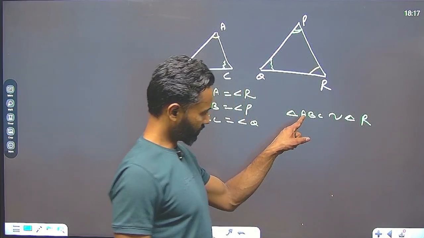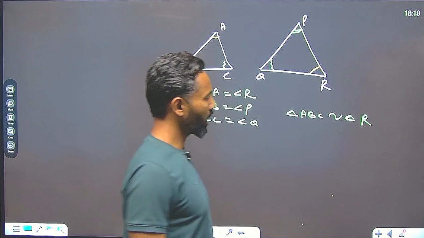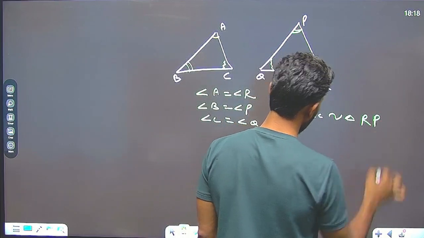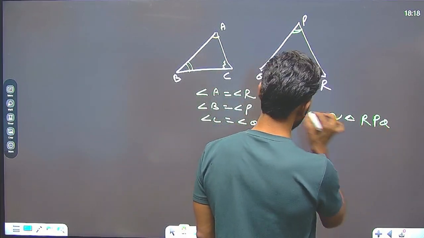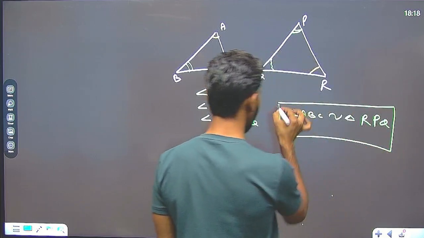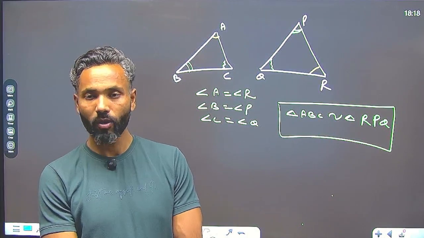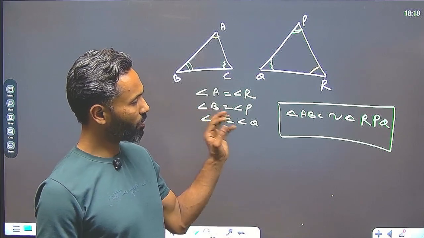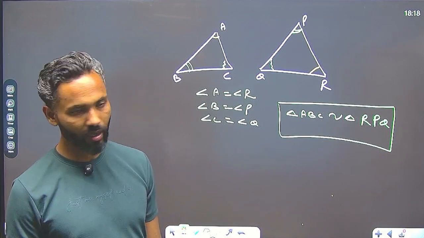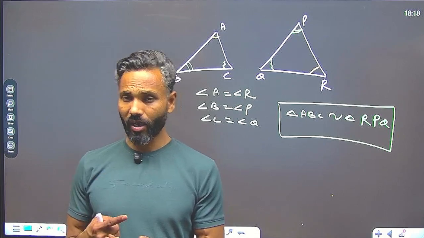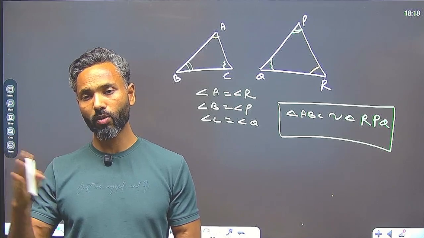In the middle place we have represented angle B, and angle B is equal to angle P. So angle P will be at the middle place. Now this is C, and C is equal to angle Q. So at last we have to represent angle Q. So we can say that triangle ABC is similar to triangle RPQ. This is a very simple method which we can use to represent similar triangles. So always remember, similar triangles are represented keeping the corresponding angles, or the corresponding sides, in mind.